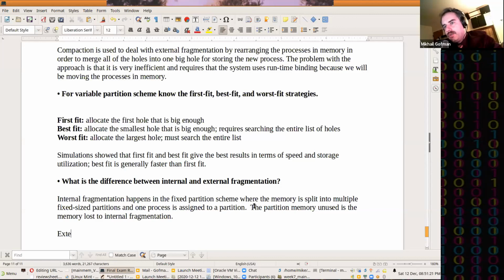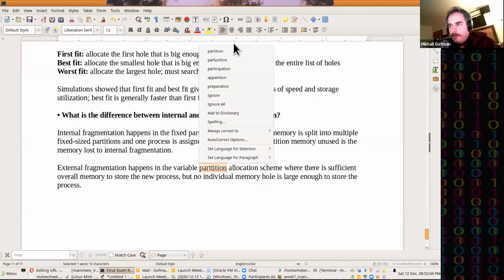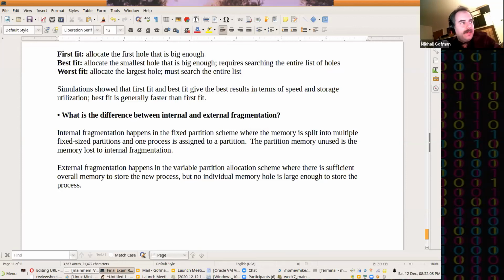And external fragmentation happens in the variable partition allocation scheme, where there is sufficient overall memory to store the new process, but no individual memory hole is large enough to store the process. Okay. So that's basically the idea.